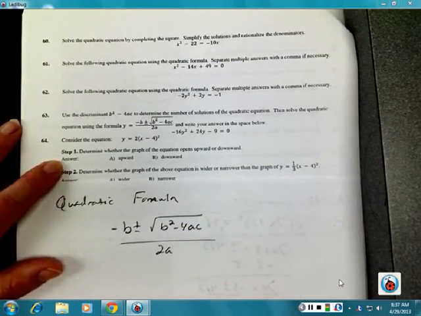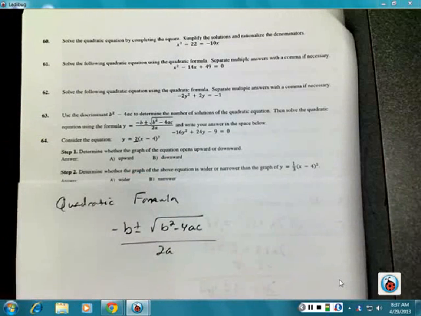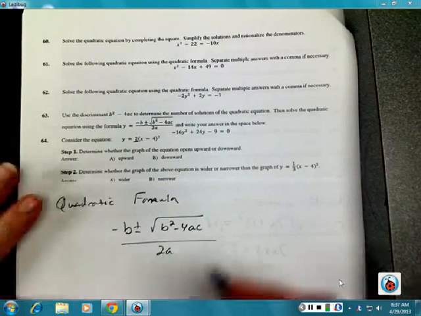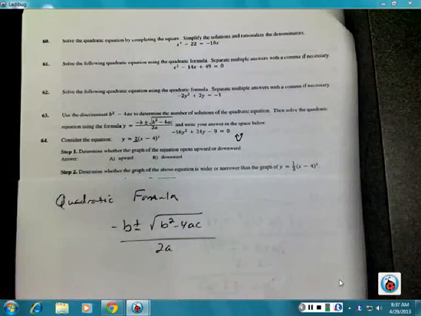Upward? How do we know? What was that? The 2, yeah. This 2 is positive. So the 2 is going to tell me it's going to be an upward parabola, and so it's going to face upward.